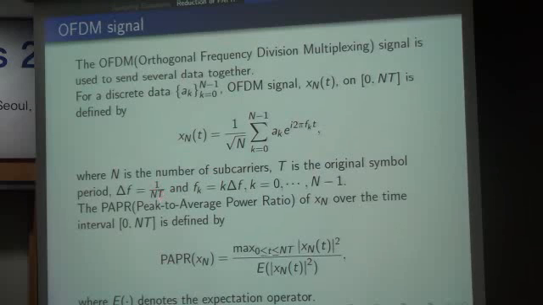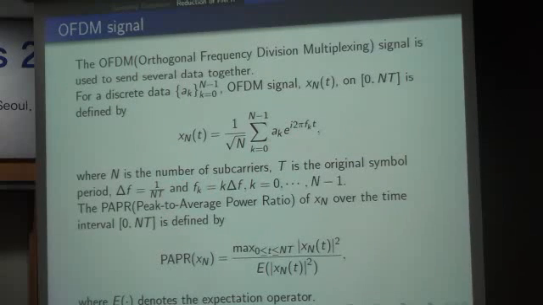Delta f is 1 over nT. If we take, for example, T is 1 over n, then delta f is 1, and f sub k is k times delta f. So we can write this as e to the i 2 pi kt. This is the OFDM signal. We send this signal to the mobile phone, and from the mobile phone we extract this data: we multiply this function and integrate, then we can recover a sub k. So if n is very large, we can send lots of data together.